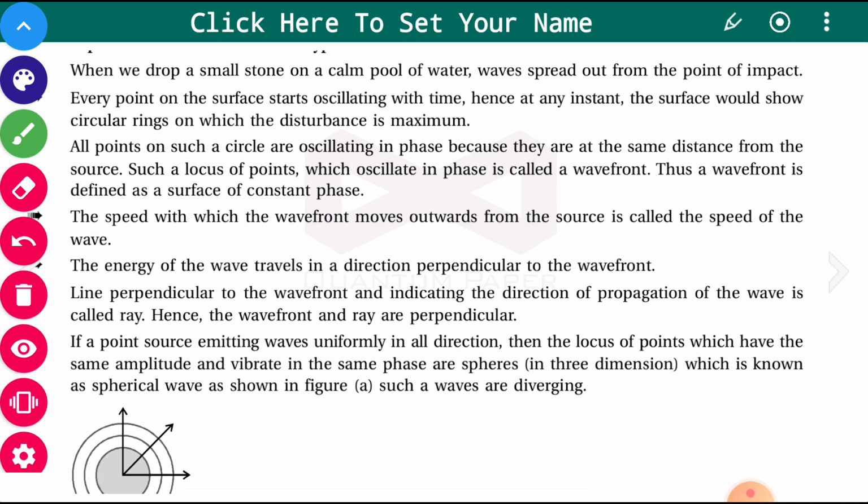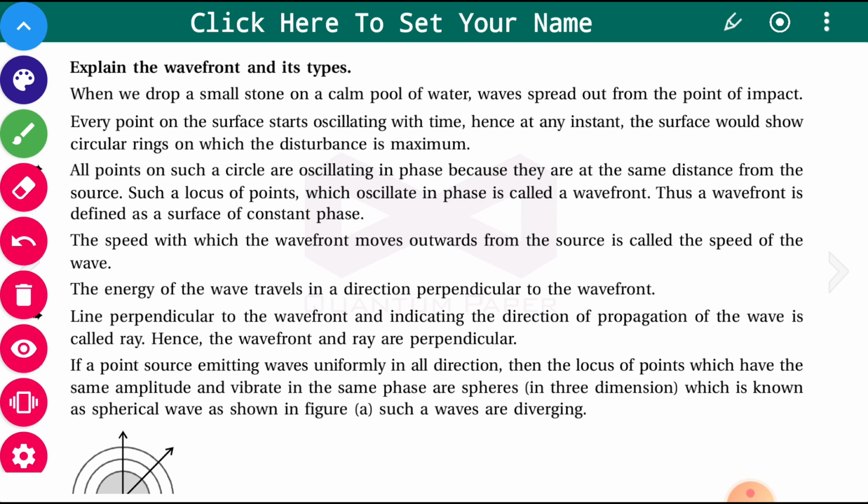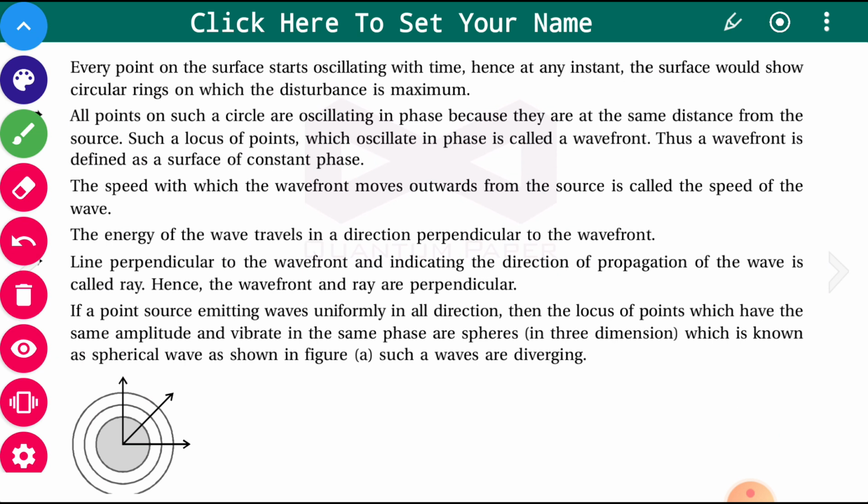When we drop a small stone on a calm pool of water, waves spread out from the point of impact. This must have been seen by all of you. Every point on the surface starts oscillating with time. Hence, at any instant, the surface would show circular rings on which the disturbance is maximum. All points on such a circle are oscillating in phase because they are at the same distance from the point where the disturbance is generated.